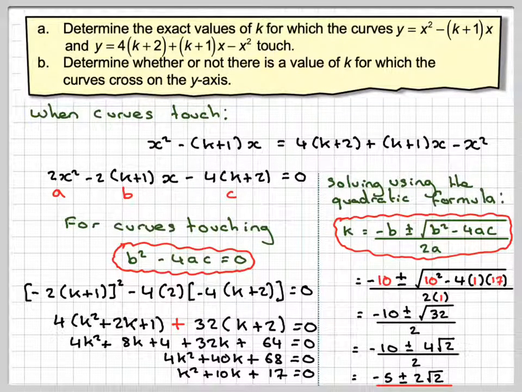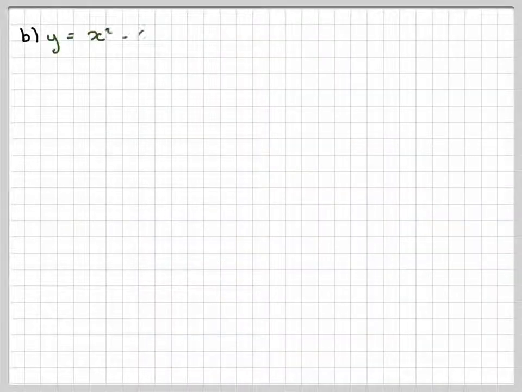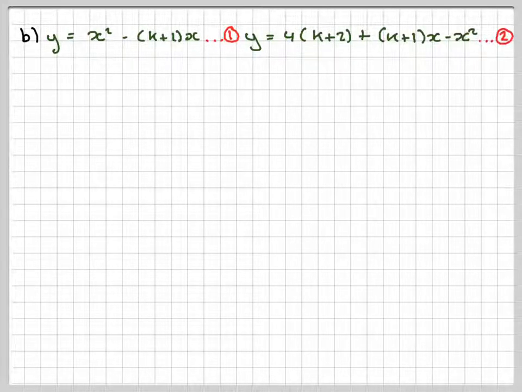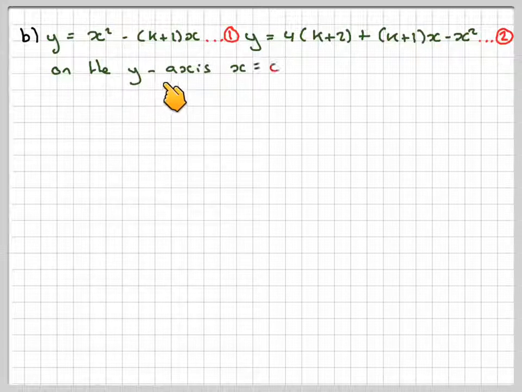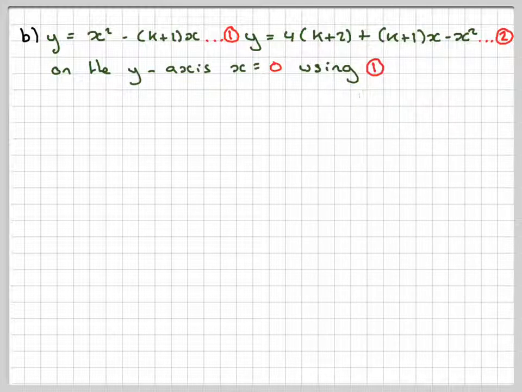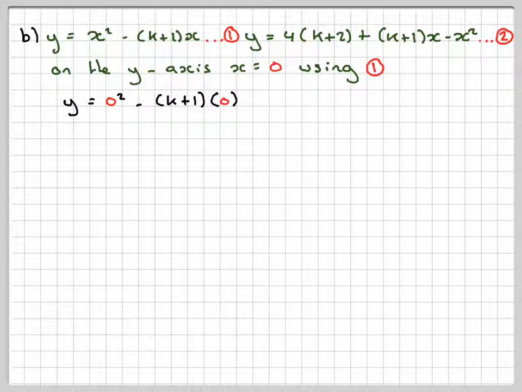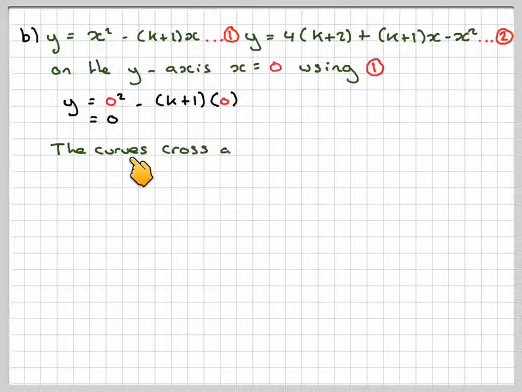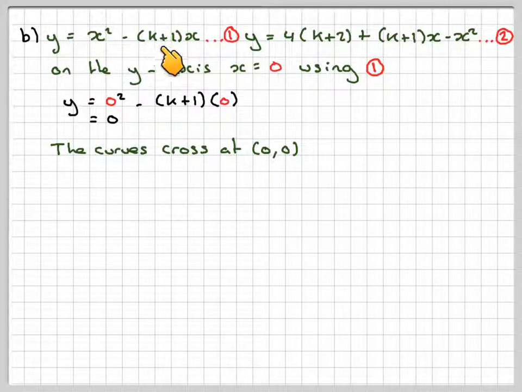Right, doing the second part, we have to determine whether or not there's a value of k for which the curves cross on the y-axis. So we write down our two curves, call one equation 1 and one equation 2. On the y-axis, x is equal to 0. So if we put x equal to 0 in this one, we're going to get y equal to 0 squared minus (k + 1) times 0. And that's going to give me y equal to 0. The curves cross at (0, 0), because when x is 0, y is 0 on this one. So they definitely cross at that particular point on the y-axis.